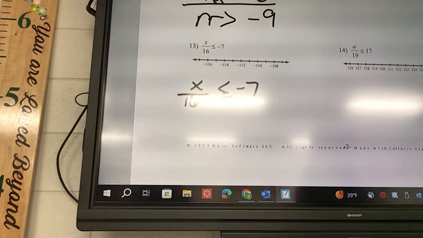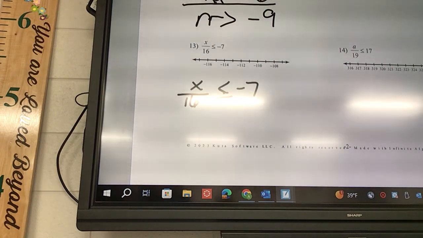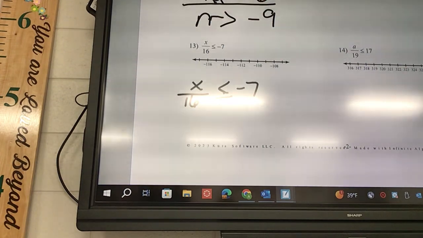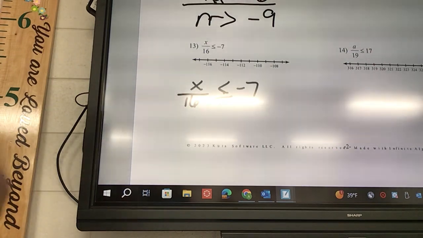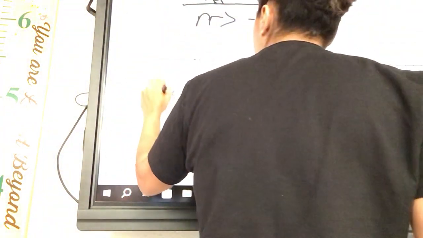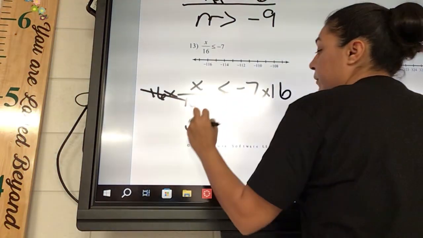Okay, 13. What needs done first? What needs moved first? The 16. We always move stuff to the right. Okay, so what kind of problem is this right now? It's division. So what's the opposite of division? Multiplication. So we're going to times both sides by 16. Okay, that way these guys cancel.